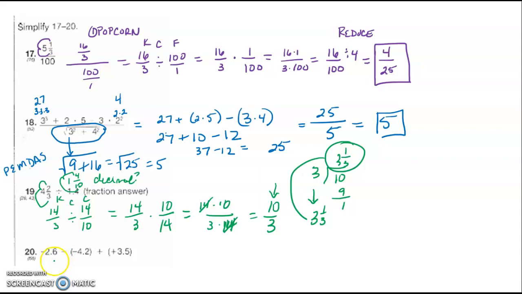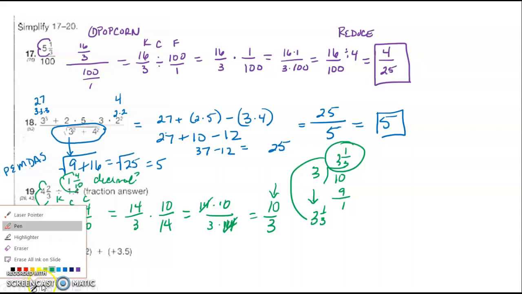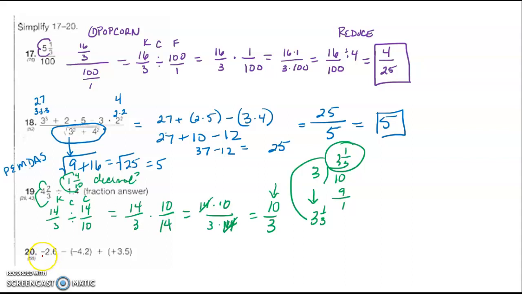Okay, and then the last problem we have is positive and negative numbers. Let me grab a different color. So we're going to take it 2 at a time. I have negative 2.6 minus negative 4.2. This is a subtraction problem, so I'm going to keep, change. So I have negative 2.6 plus 4.2. So 4.2 minus 2.6 is 1.6, and 4.2 is larger, so this is going to be positive, plus a positive 3.5. So plus 3.5 is 5.1.